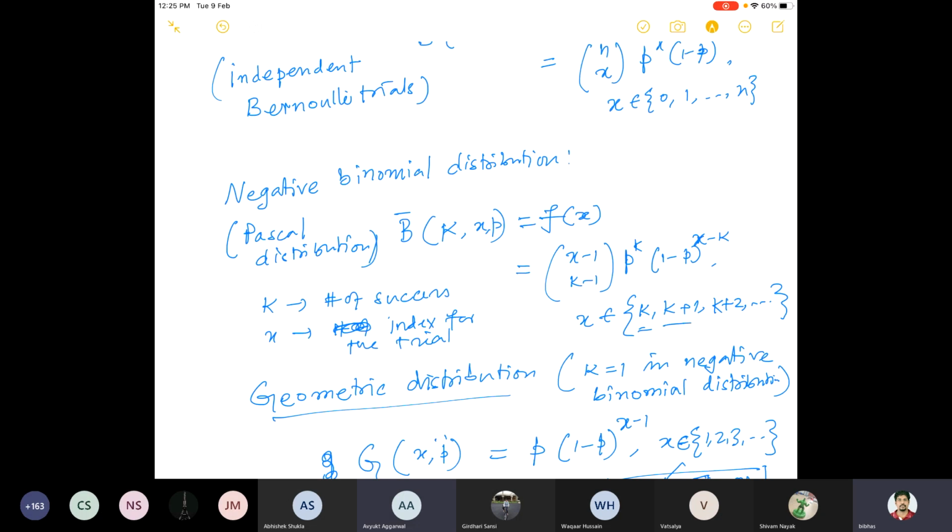That's what k is, the trial. Sir, in the formula you've written below, g of x comma p, why haven't you put x minus 1 C k minus 1?